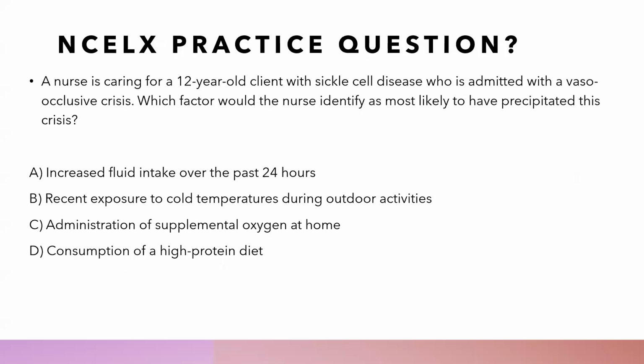And the last one here is a nurse caring for a 12-year-old with sickle cell admitted with vaso-occlusive crisis. Which factor would the nurse identify as most likely to have precipitated this crisis? So they've had increased fluid intake over the past 24 hours, not quite. Let's go down to C, administration of supplemental oxygen at home, nah. Consumption of a high protein diet, probably not. Yeah, recent exposure to cold temperatures, yes, that happens to be one of the predisposing factors that increase sickle cell disease crisis, being out in the cold temperatures.